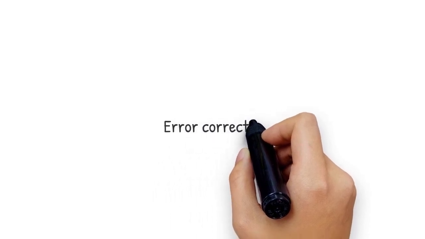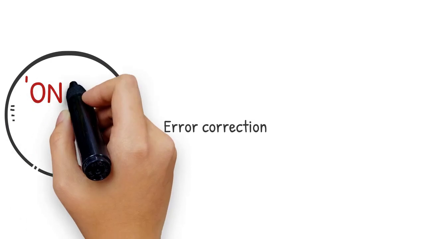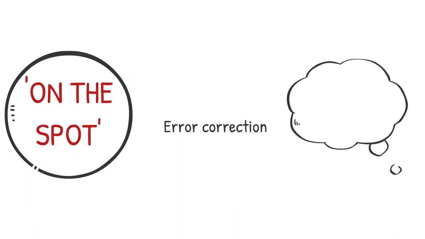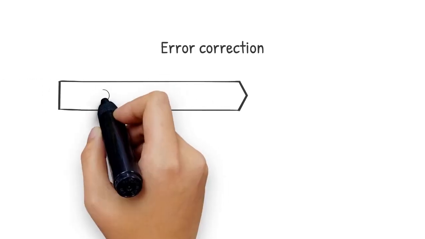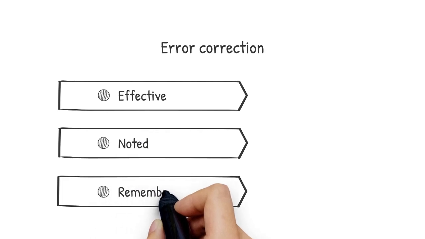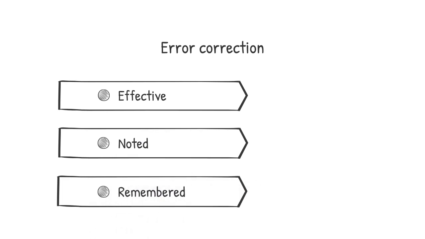This is based on the fact that not all the errors need to be corrected all the time and that some errors should and can be corrected on the spot, while others benefit more from delayed correction. After all, we don't want to discourage or overwhelm our students. And at the same time, we want our correction to be effective, noted, and remembered. Now, making the decision of what and when to correct can be a bit tricky, but this video will give you a series of questions to ask yourself, and the answers will lead you to the right decision.